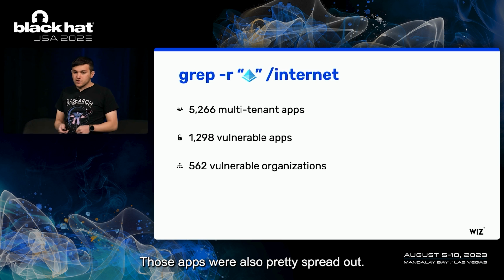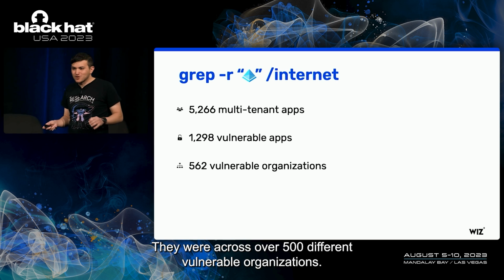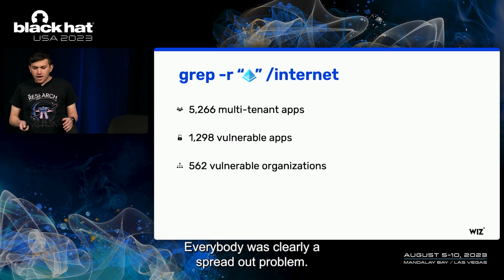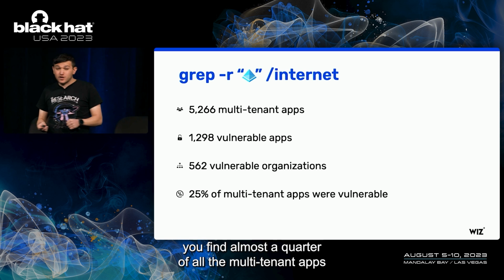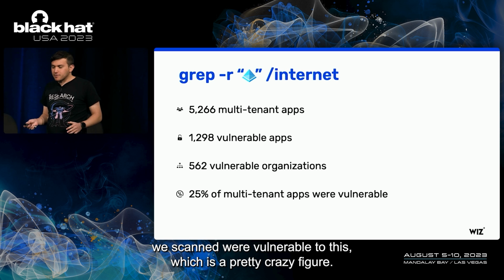Those apps were also pretty spread out. They were across over 500 different vulnerable organizations, so it wasn't just one company running it for everybody. It was clearly a spread out problem. And if you crunch those first two numbers, you find that almost a quarter of all the multi-tenant apps we scanned were vulnerable to this, which is a pretty crazy figure.